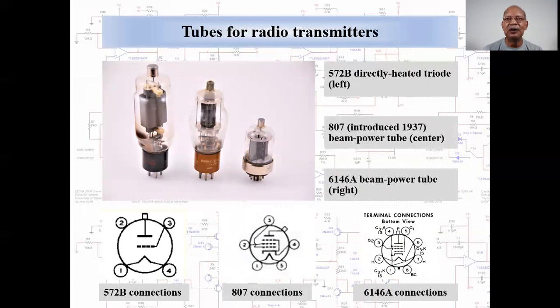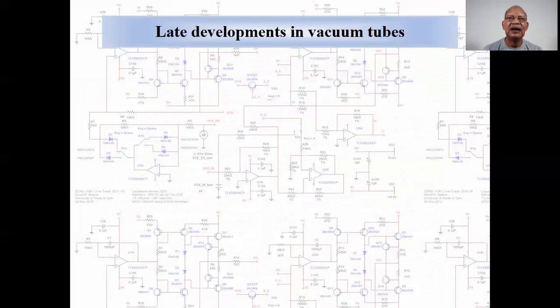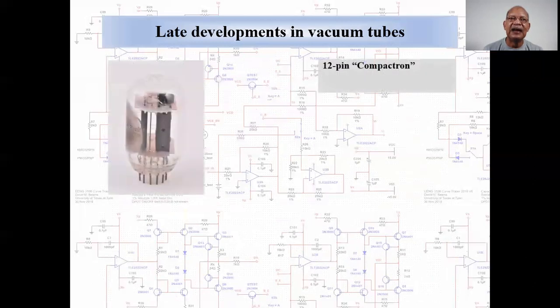6146A beam power tube. Also frequently used in medium power radio transmitters. Later developments in vacuum tube technology. An example of a tube in a 12-pin compactron format.